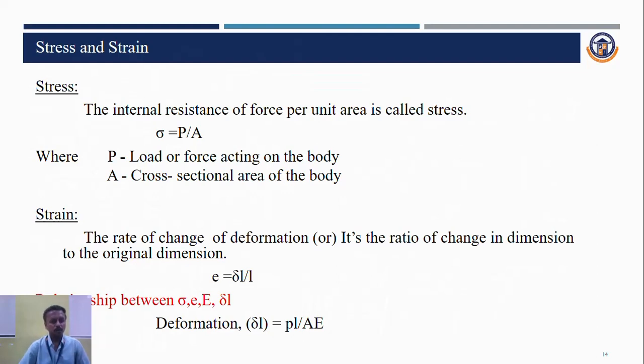Next one is strain. The rate of change of deformation is called strain, or otherwise it's the ratio of change in dimension to the original dimension. Epsilon is equal to del L by L. The relation between sigma, epsilon and del L, where del L is deformation, means del L equal to PL by AE.